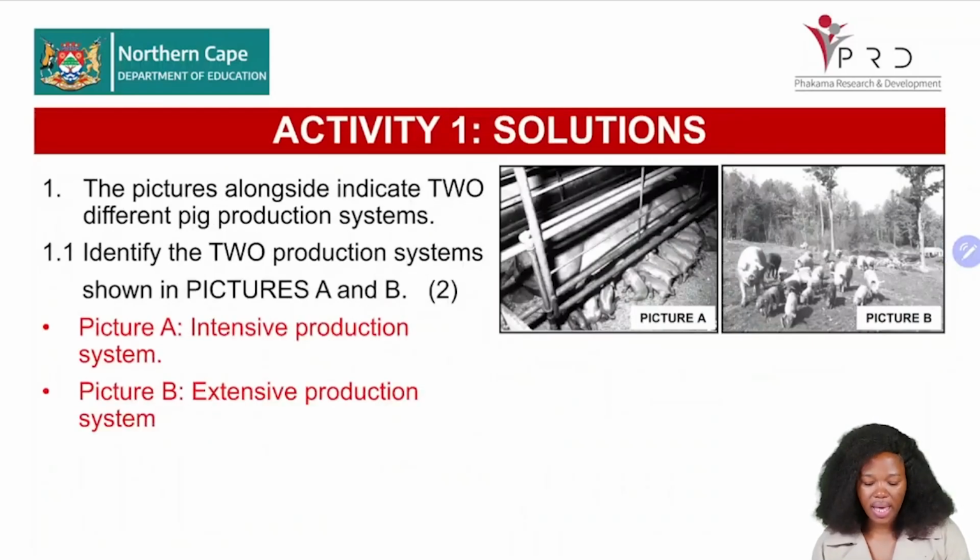Right, for picture A, we have the intensive production system. As we all know, there is a large number of farm animals and the environment is modified. You use those factors to consider whether this is intensive or extensive. For picture B, we have the extensive production system.